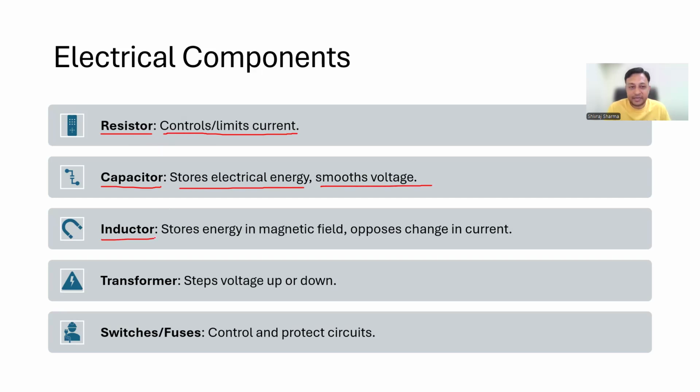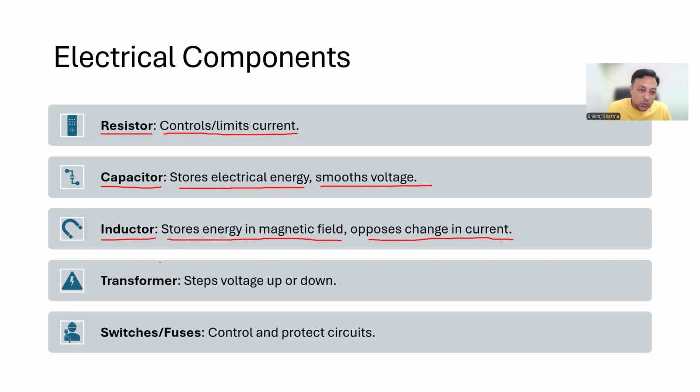Third is the inductor. It stores energy, the electrical energy that the capacitor is also storing. But what does the inductor do? The inductor stores energy in a magnetic field, which opposes change in current.